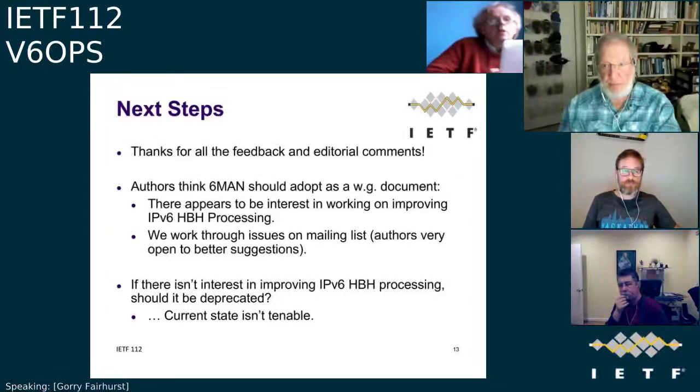Next steps. We have feedback, we have editorial comments. They're wonderful, and the more comments we get, the clearer we understand, at least at the moment. We think this should be a 6-man document. We think it should be adopted in 6-man, and we're asking for that here because there appears to be interest in improving hop-by-hop processing, and we do plan to work through the remaining issues on the mailing list. Every set of issues that are well articulated really helps us understand what decisions to make.